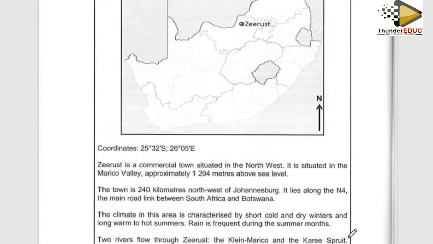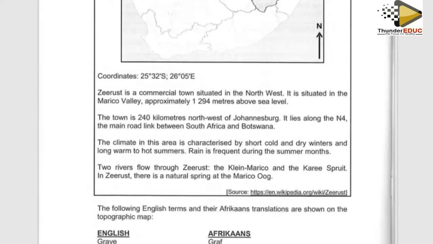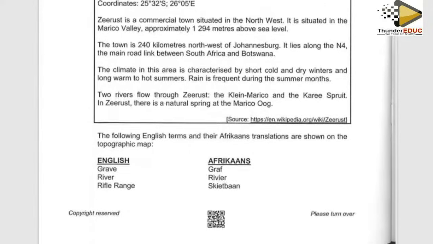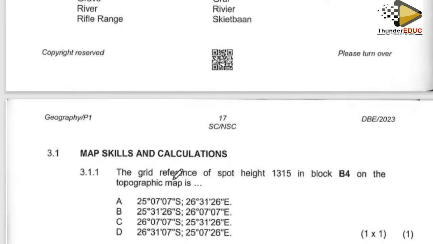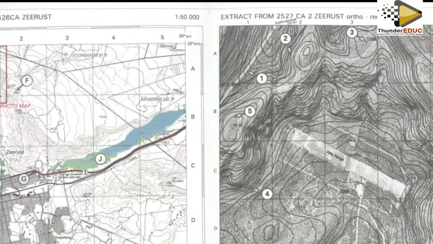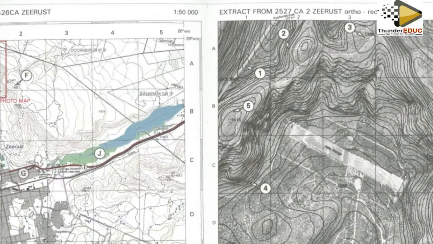The first question is map skills: the grid reference of spot height 13, 15 in block B4. So here I have the map. They said B4, the spot height is here. They want the grid reference. Remember, we start with the latitude. Latitude is 25, but the first line is 30. That means the second line is 31. So it should be 25, 31, because it is here, more or less halfway.